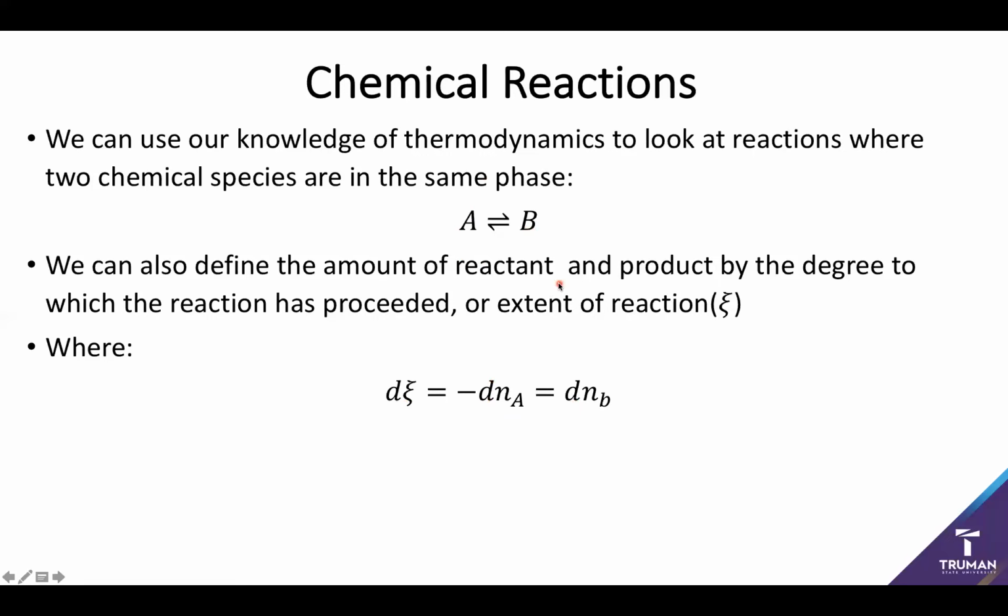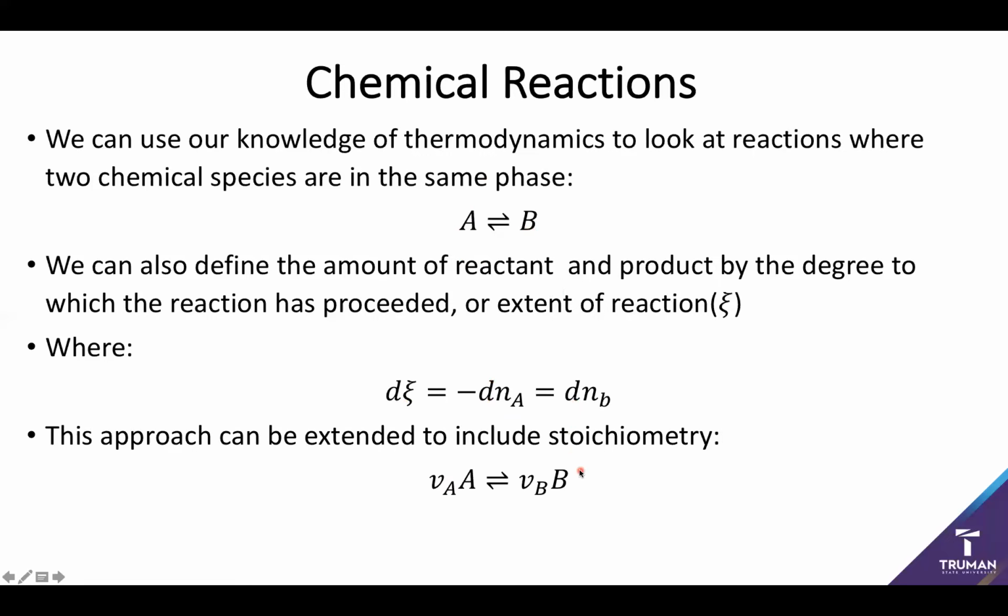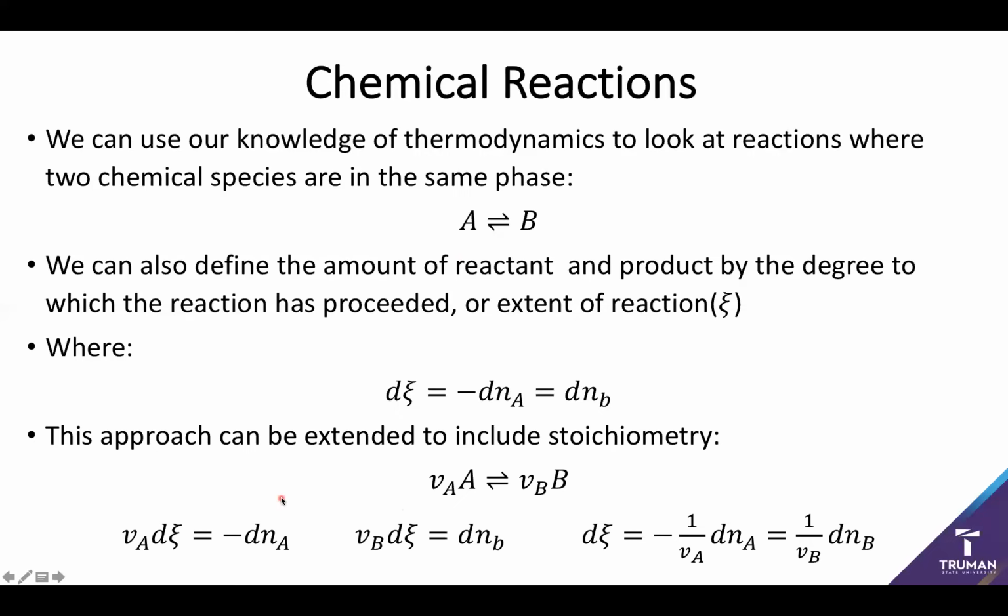Now, it is worth noting we are going to have to extend this approach to include stoichiometry. So I may have a coefficient for the amount of A consumed and a coefficient for the amount of B produced. And in that case, I can simply get at the number of moles of A consumed by multiplying my stoichiometric coefficient by the extent of reaction. And that's really what our stoichiometric coefficients tell us: if I have 1 mole of reaction, how many moles of A being consumed or B being produced does this relate to?